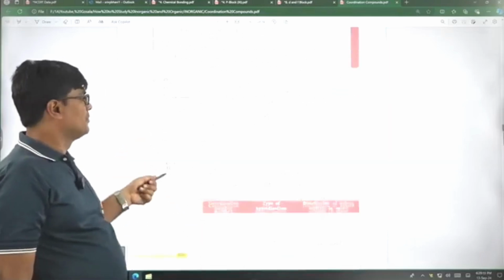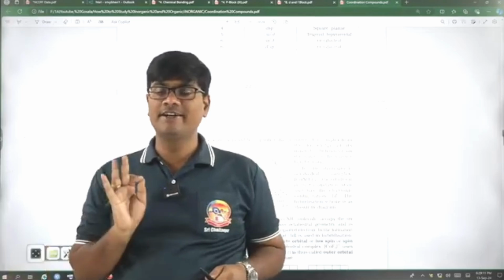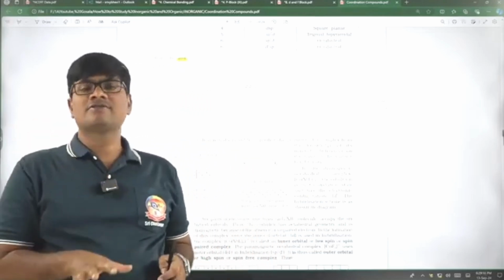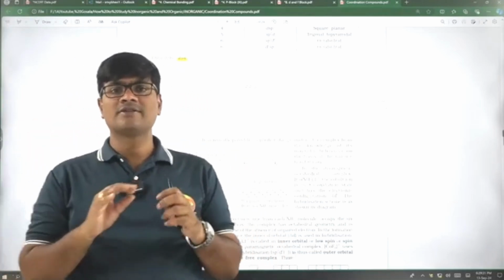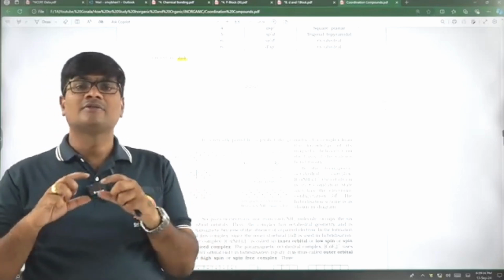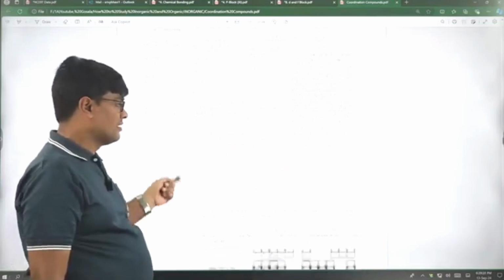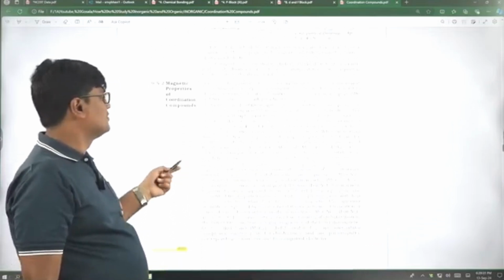And then bonding. In valence bond theory, we need to go through some postulates neatly. You know how to write the geometry and everything, but for the postulates, you need to go through some lines properly. And also in the drawbacks, we need to go through each and every line from the drawbacks of valence bond theory.